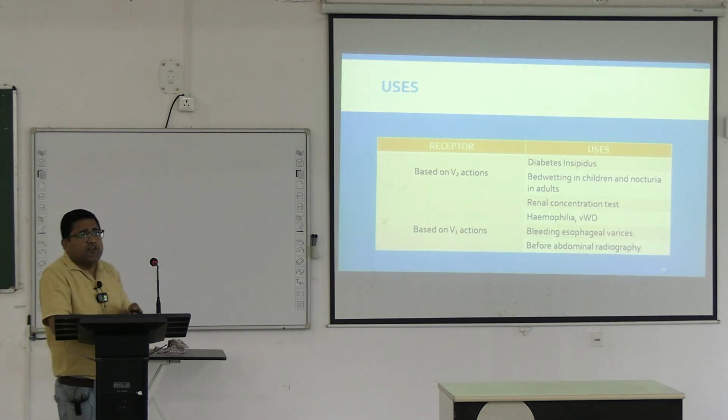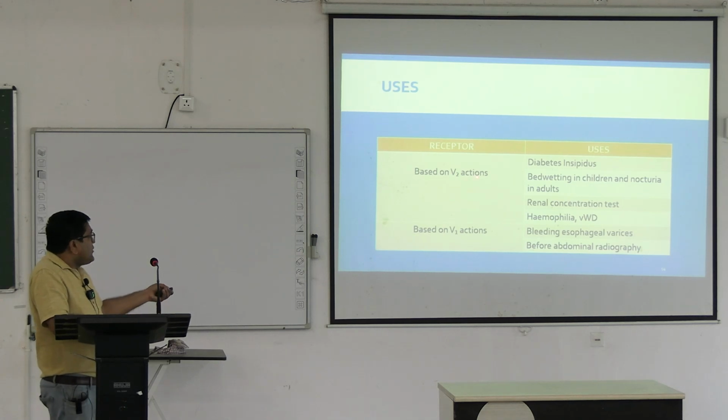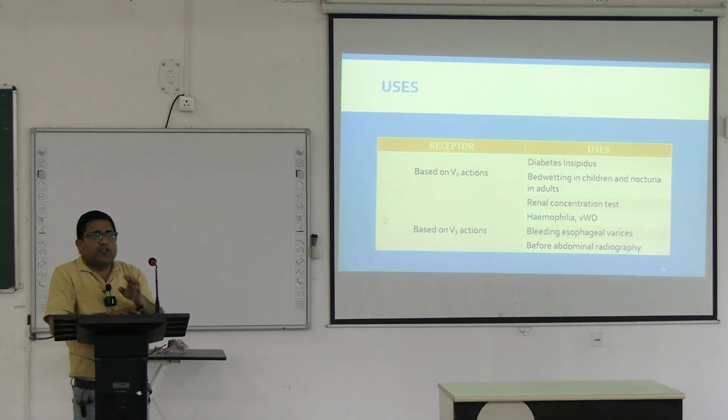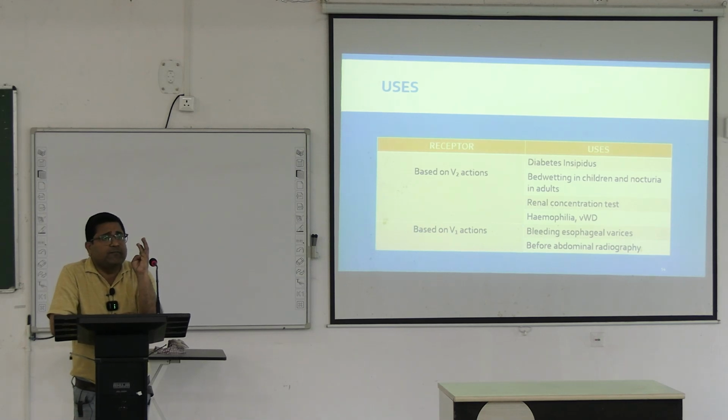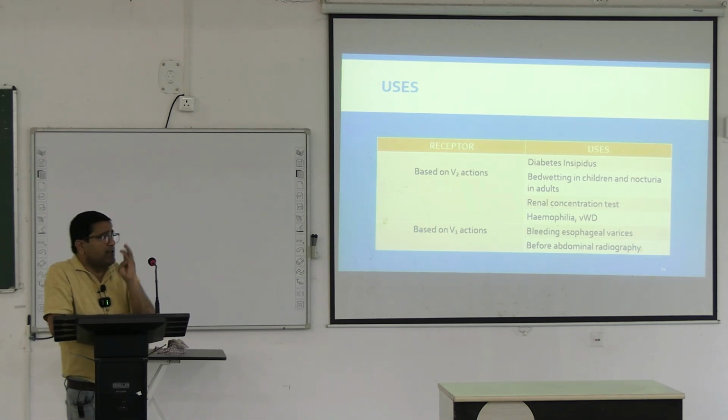Now, these are the uses of vasopressin based on V2 actions, based on V1 action. Based on V2 action, where can it be used? Diabetes insipidus is the primary indication, number 1.